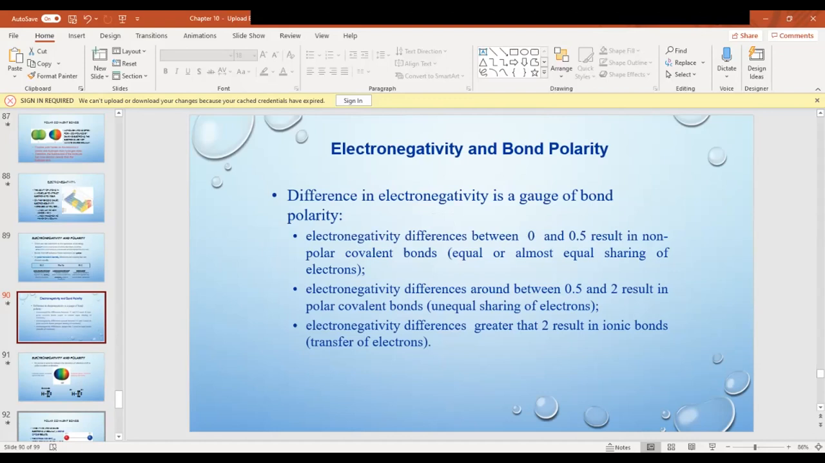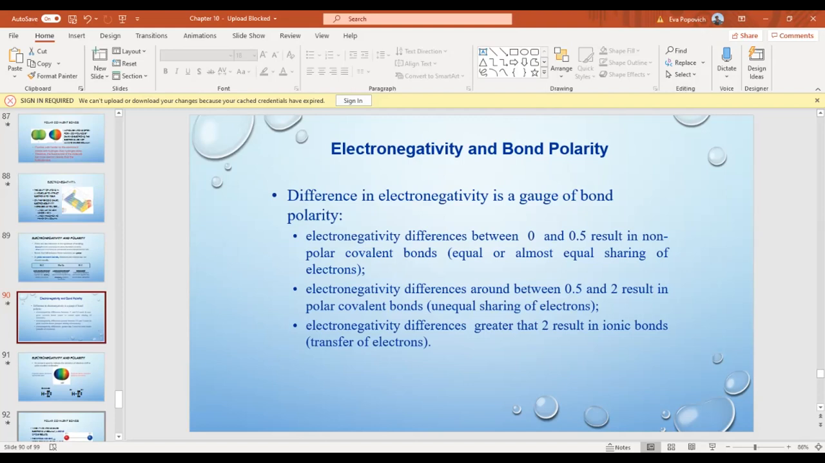Bottom line, if that electronegativity difference is between 0 and 0.5, you have a nonpolar bond, equal sharing. If it's between 0.5 and 2, you have unequal sharing, that is a polar bond. If the electronegativity difference is greater than 2, basically when we get that high, we're talking about electronegative elements and non-electronegative elements. We're talking about non-metals and metals.